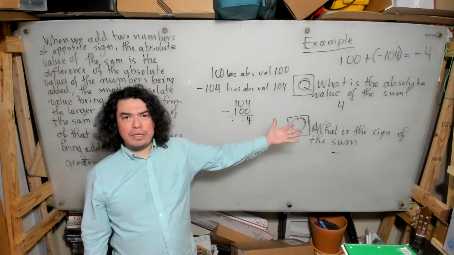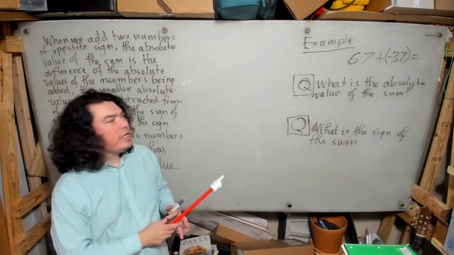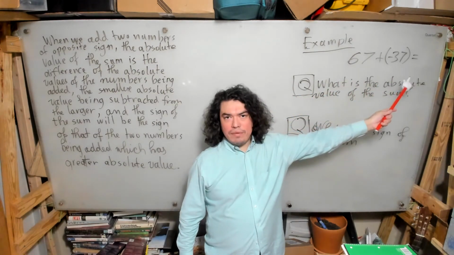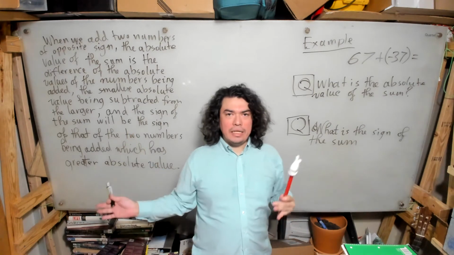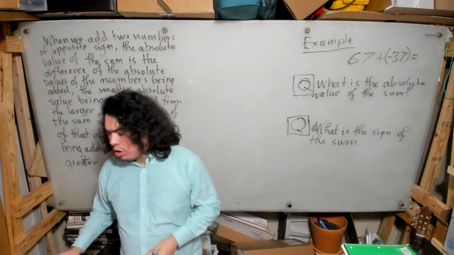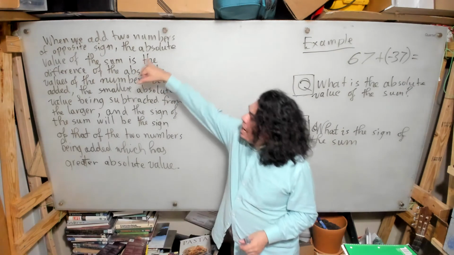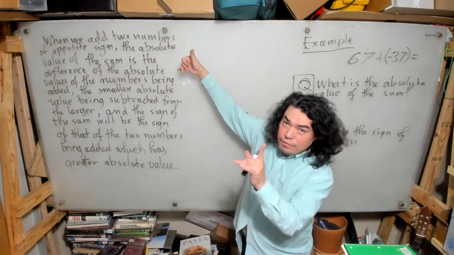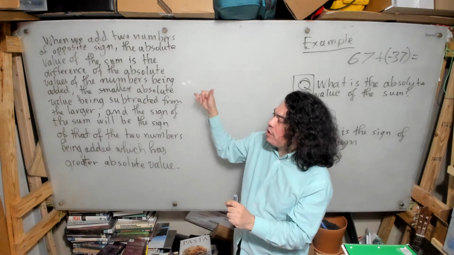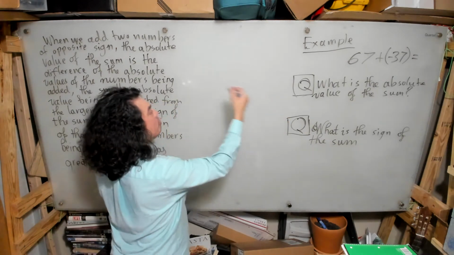Now let's do another example together. So here, let's look at this example. 67 plus negative 37. Does this rule apply? Yes. Why? Because we're adding two numbers of opposite sign. Okay? So what are we going to have to do? So first, let's look at our rule again. The absolute value of the sum is the difference of the absolute values of the numbers being added. The smaller absolute value being subtracted from the larger. Okay? So first of all, let's look at the absolute values here.